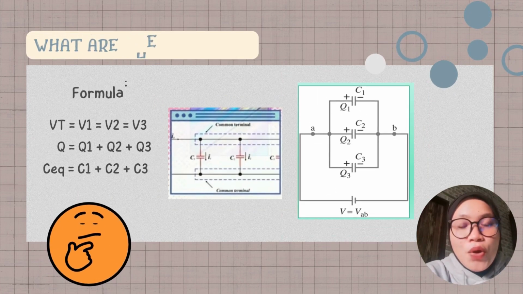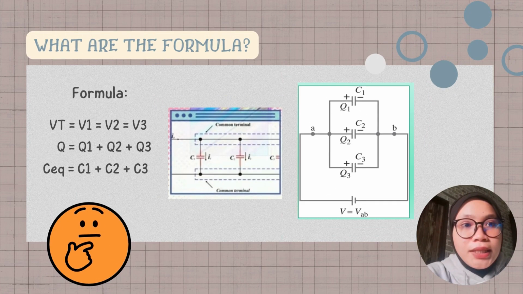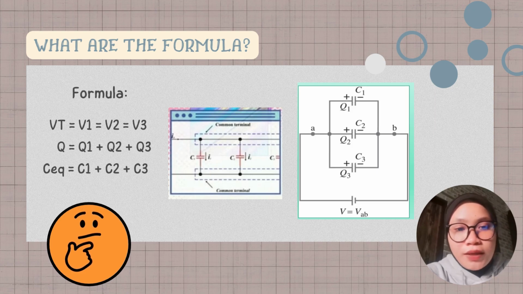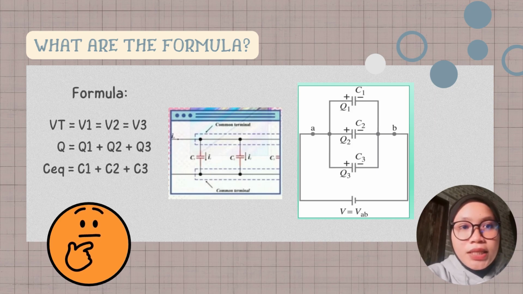Okay, next, when capacitors are connected in parallel, the potential difference across each capacitor is the same. The total potential difference across the circuit is V equal to V1 equal to V2 equal to V3. However, the charge on each capacitor is different. The total charge in the circuit is the sum of the charge on each capacitor, which means Q total equal to Q1 plus Q2 plus Q3.